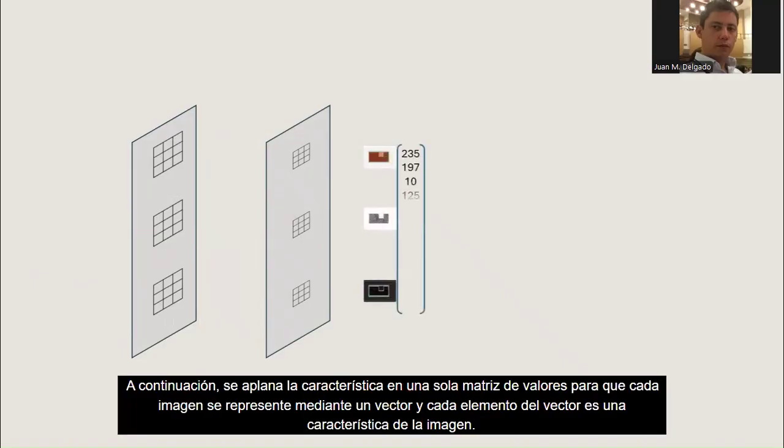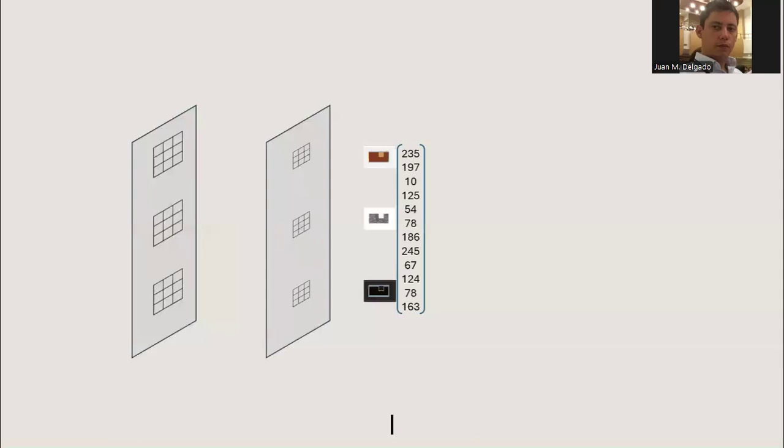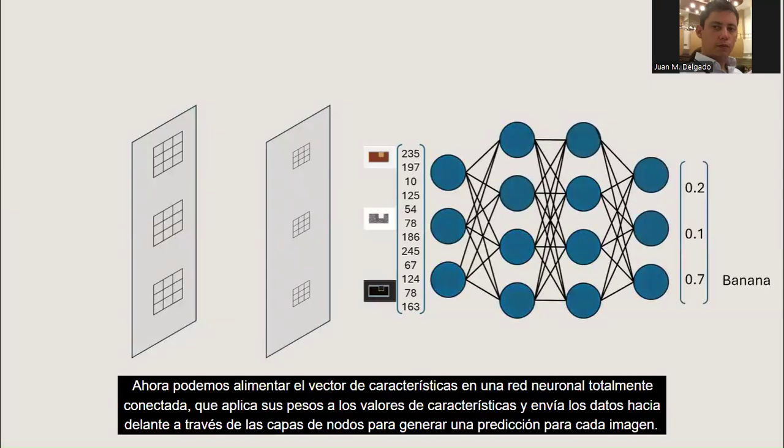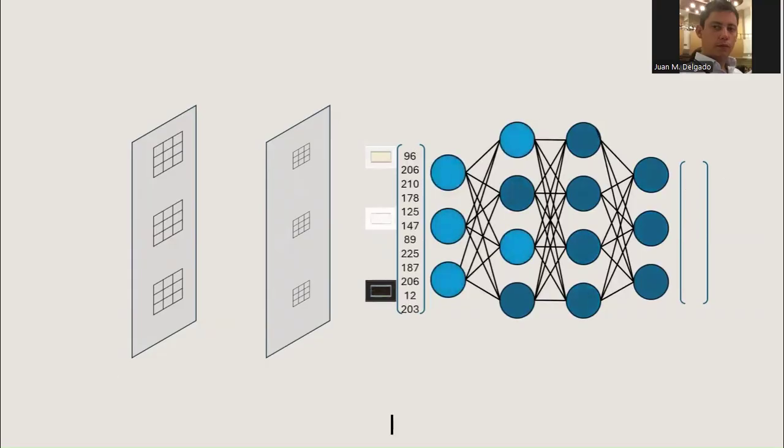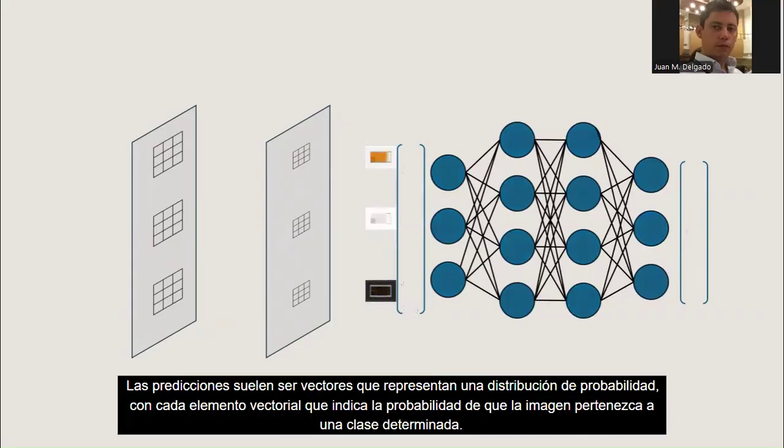Next, we flatten the feature maps into a single array of values so that each image is represented by a vector, and each element in the vector is a feature of the image. Now we can feed the vector of features into a fully connected neural network, which applies its weights to the feature values and feeds the data forward through the layers of nodes in order to generate a prediction for each image. The predictions are typically vectors that represent a probability distribution, with each vector element indicating the probability that the image belongs to a particular class.